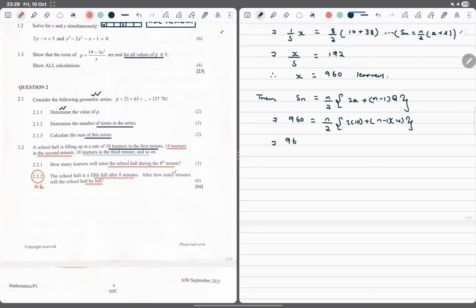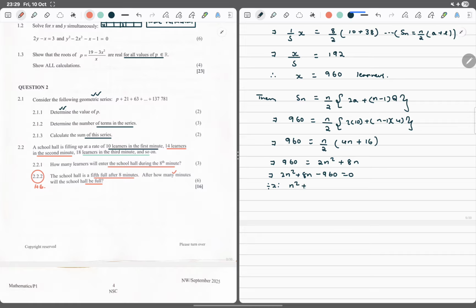So what are we doing? We've got 960 equals n over 2 into, now this is 20 minus 4, that's going to be 16, and then this is 4n. So this is what we have. So when we distribute, we've got 960 equals 4 divided by 2 is 2n squared plus 16 divided by 2 is going to be 8n. Now we see a nice quadratic here, so we've got 2n squared plus 8n minus 960 equals 0. Can divide by 2.